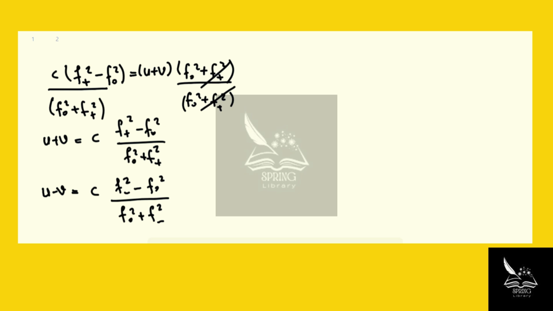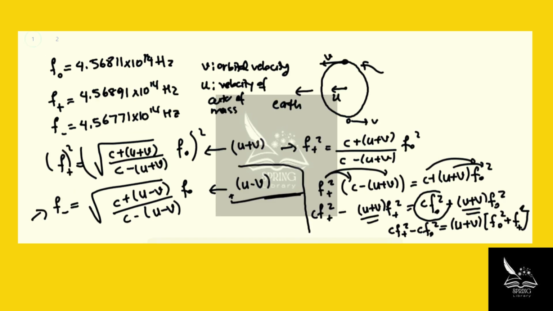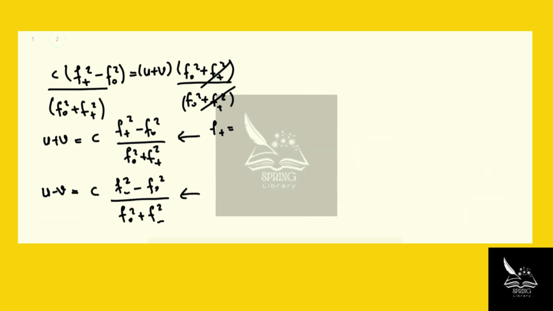Then, again, in this equation, we're given everything, right? We know what f plus is. It is this value, 4.56891. And we're given f minus, and we know f naught. So we know all these terms, and we know the c. The c is also 3 times 10 to the power of 8 meters per second, right? So if we do the algebra and plug everything in there, our u plus v is going to turn out to be 5.25 times 10 to the power of 4 meters per second.